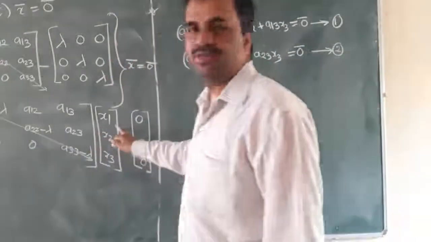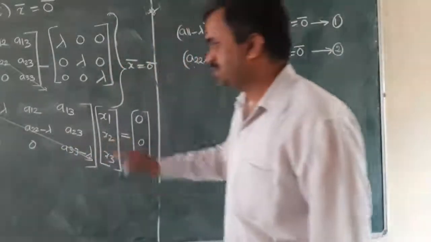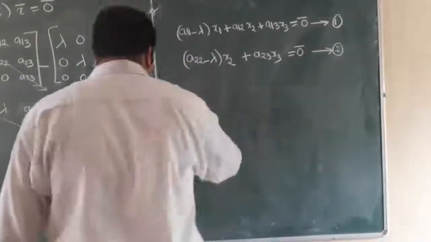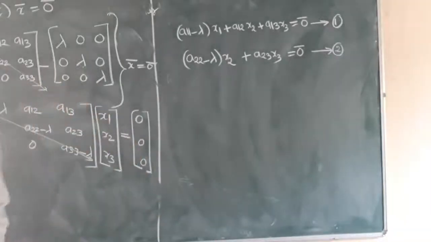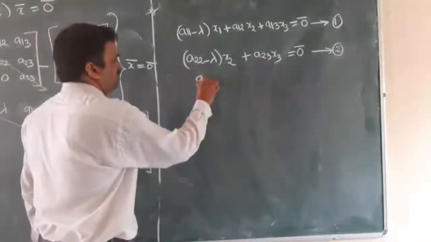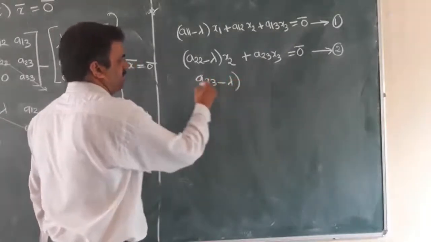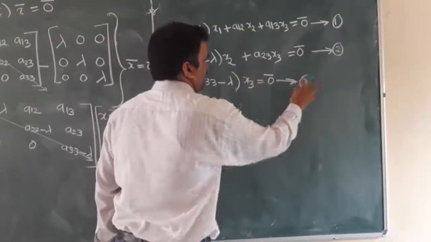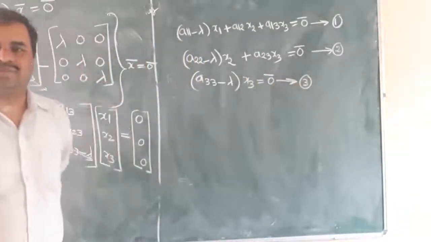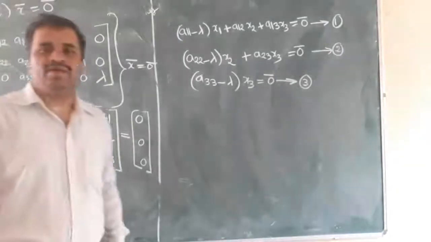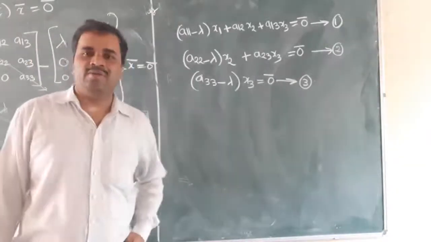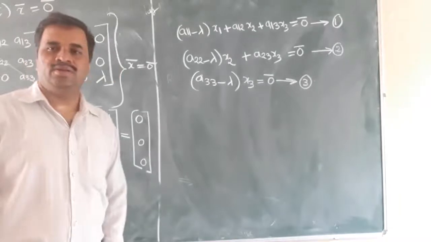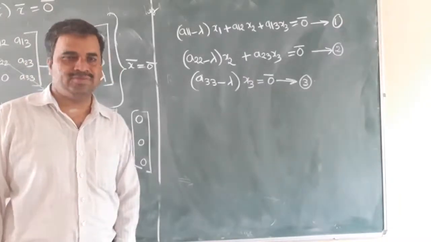Next, the third row: 0 into x1, 0 into x2, and the last one we have a33 minus lambda, which is (a33 minus lambda) x3 equal to 0 bar. Equation number 3. Solving these three equations, we have to find the values lambda 1, lambda 2, lambda 3.